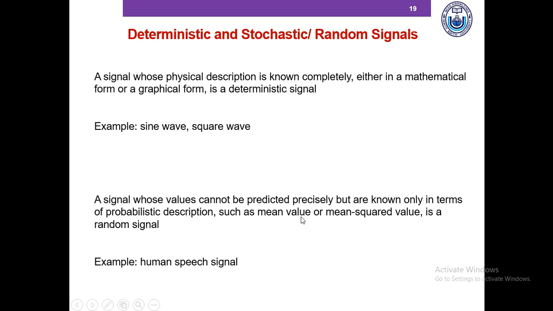So we probably only have some information about the signal, like the mean value or mean squared value. Examples of deterministic signals are sine waves and square waves, waves that can be expressed using a mathematical equation. Whereas human speech signals, human brain signals or the electroencephalogram are examples of stochastic or random signals. These signals cannot be expressed using a mathematical equation. That's why they're called stochastic or random signals. And the frequency of these signals is also not known in advance.